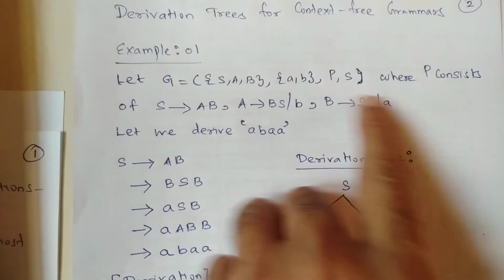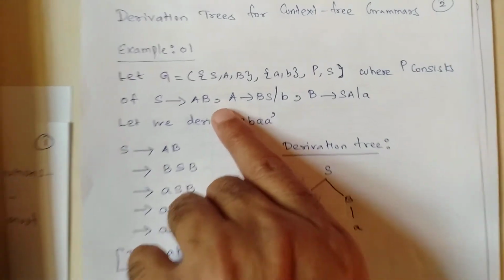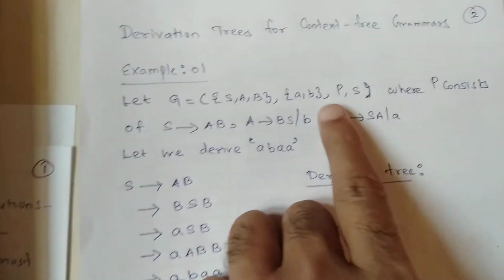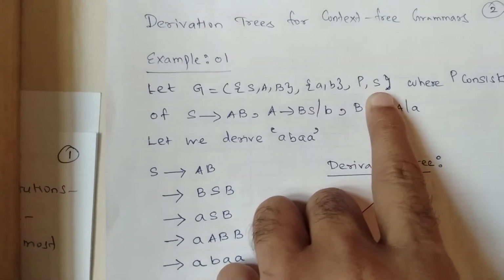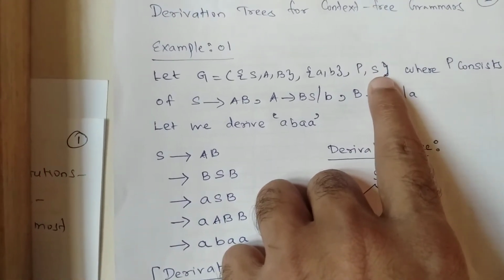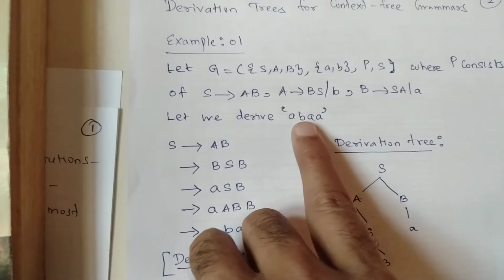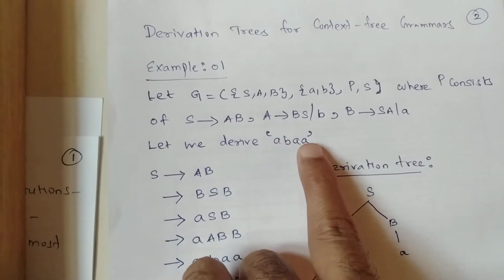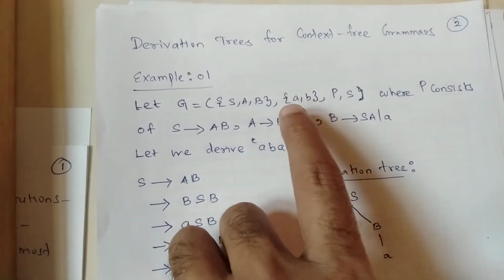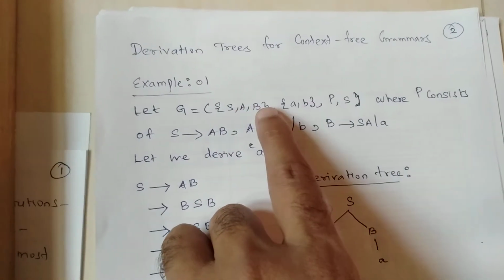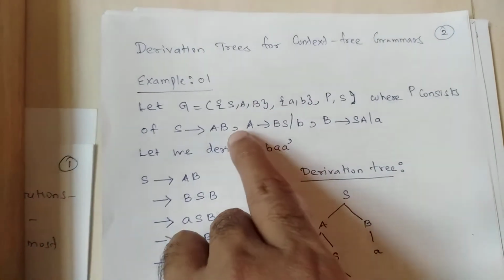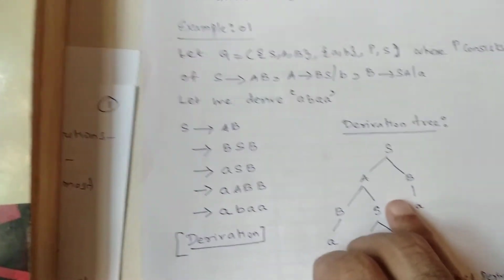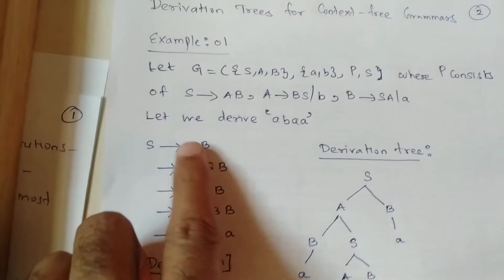P is the production rules. Here five production rules are given, and S is the start symbol. Always we have to start with the start symbol for production. Now we are going to derive the string ABAA. If ABAA is part of this language, then ABAA can be derived from this set of production rules. So always we have to start with the start symbol.